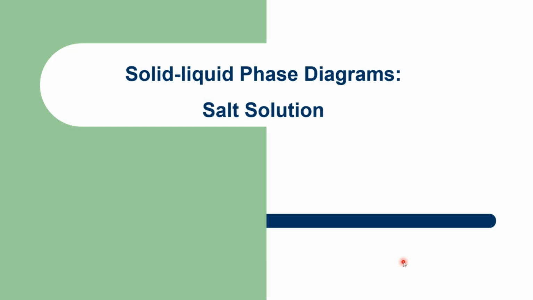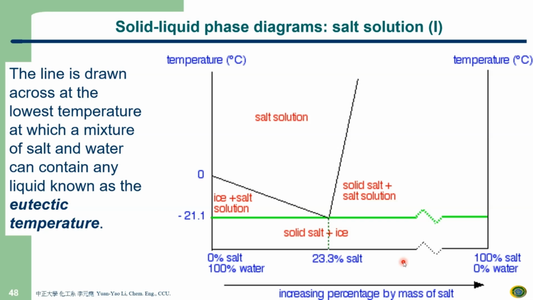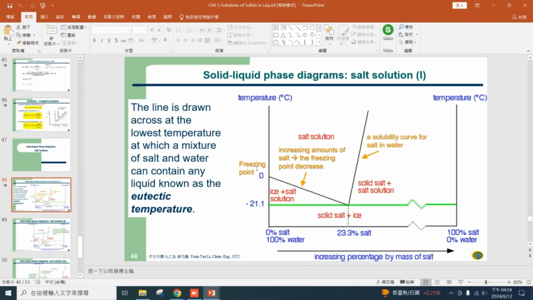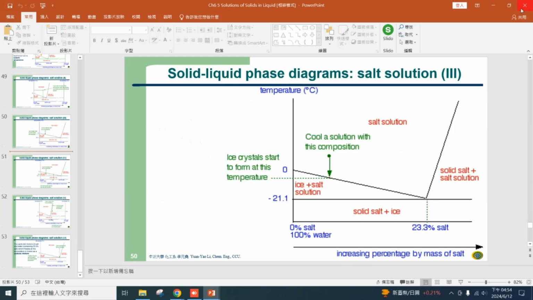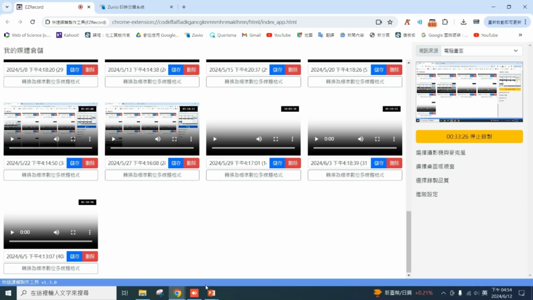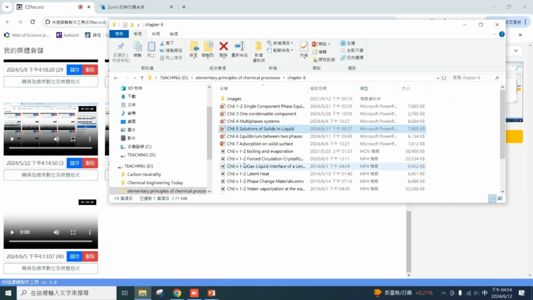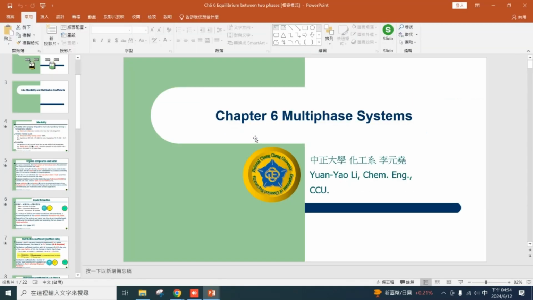Right. This is the solid-liquid phase diagram. If you put the sugar or salt into the water, what happened? This is the diagram. I don't have time to talk about this, and it is out of scope for our first-year lecture, so I will skip this. If you are interested in this topic, please read this by yourself. So next, we will move to 6.6.